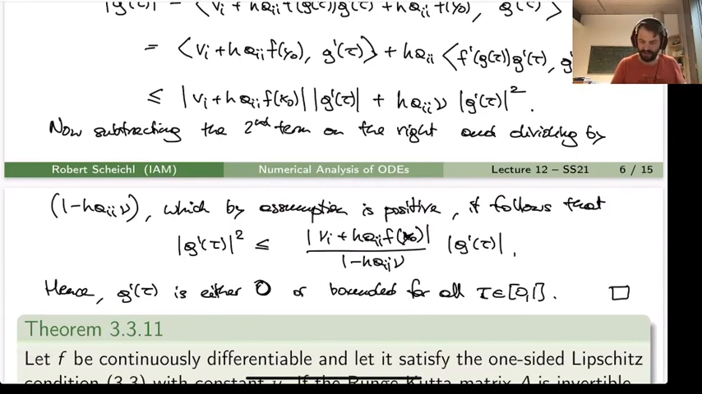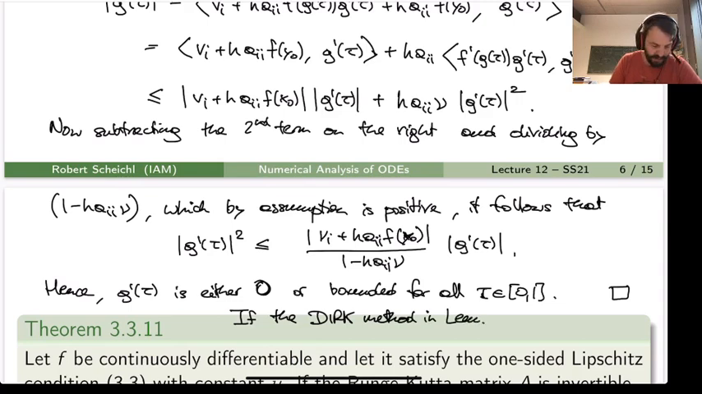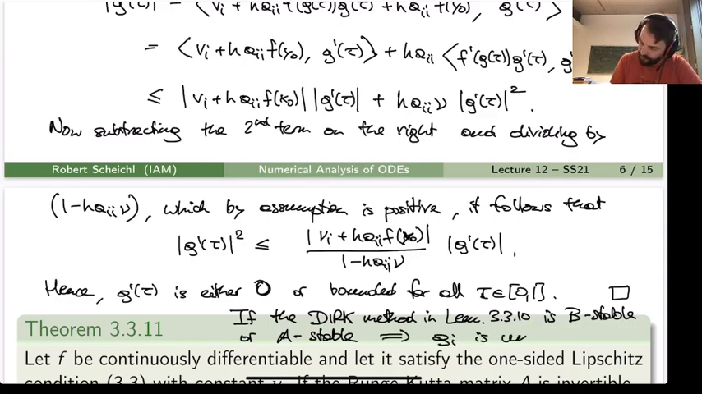So then this implies, okay, I don't really have space here now, but I'm just going to fit it in here. If the DIRK method we just used in lemma 3.3.10 is B-stable or A-stable, then that implies that g_i is in fact unique.